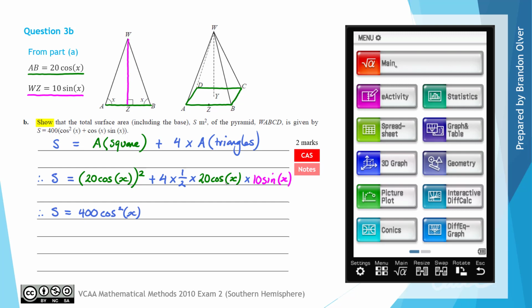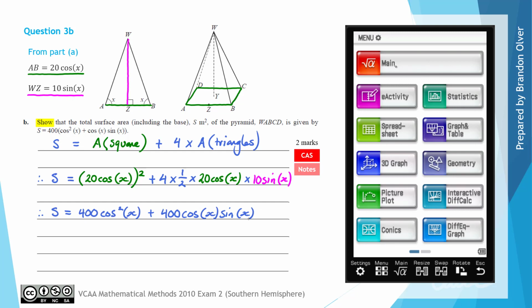And then for our next part that we're adding on, we're going to have 4 times 1/2 times 20 times 10. So keeping track of all of that, 4 times 1/2 is 2, times 20 is 40, times 10 is 400. So we're going to have plus 400. And then we've still got multiplied by cos x sine x. So that's 400 cos x sine x.